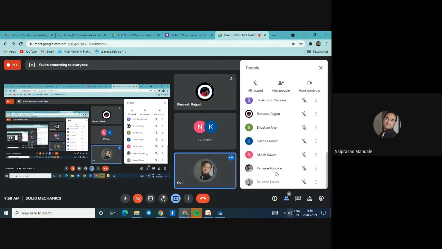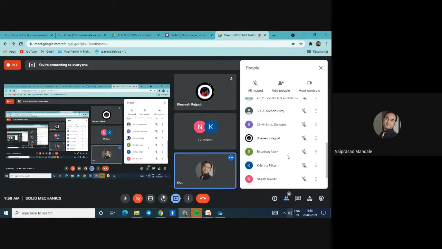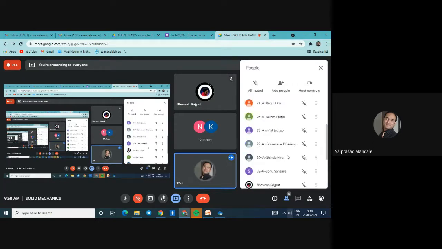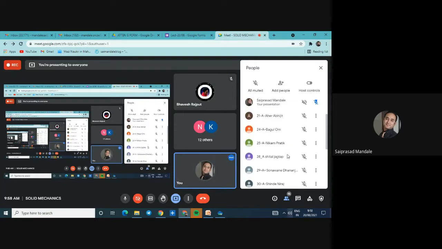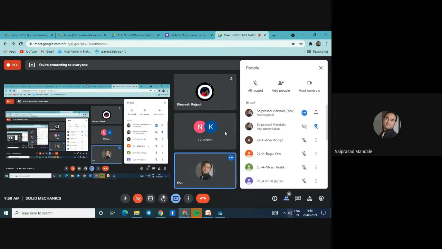Saurabh Devre, Pansare, Nilesh, Krishna, Bhushan, Bhavesh, Sansare, Shinde, Sonone, Sheetal Jagtap, Nikam, Bagul, Ahir, Abhijit. Everybody has to calculate.